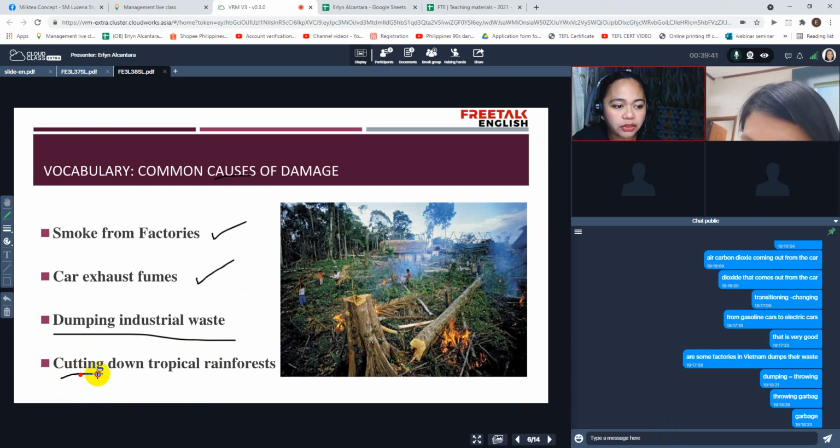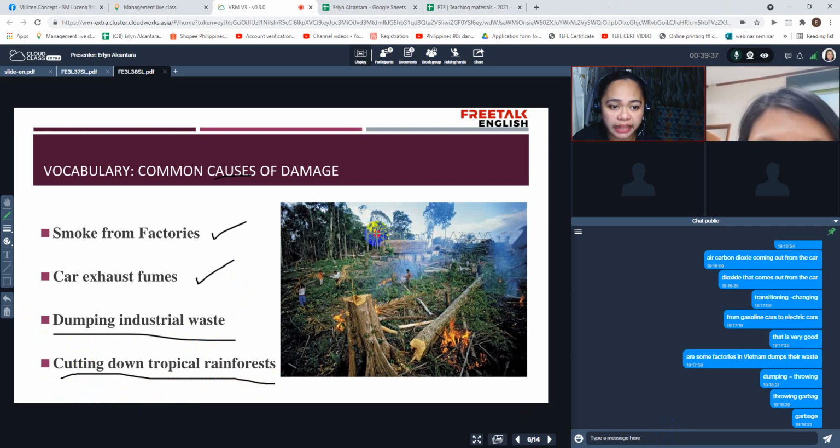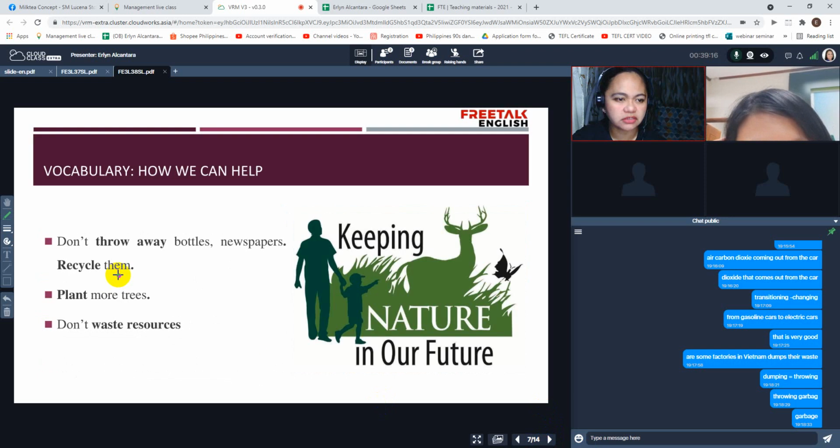Okay, what about cutting down tropical rainforest like in the picture? Is this also a problem in Vietnam? I think it is a problem up here in Vietnam. I see. Also in the Philippines. Yeah. Okay.